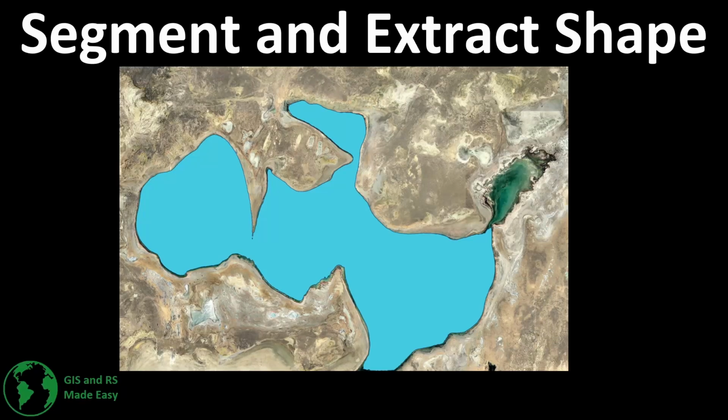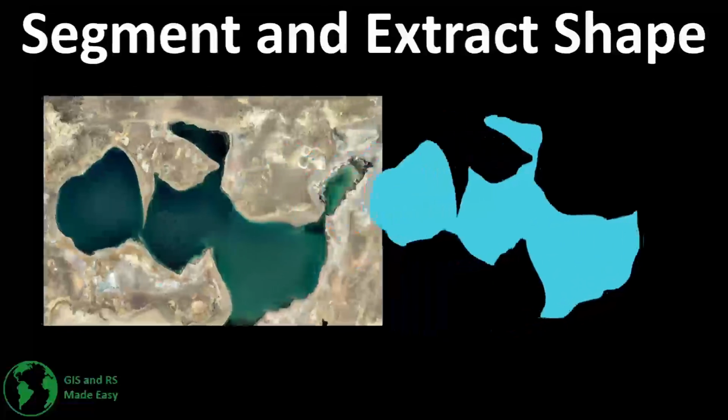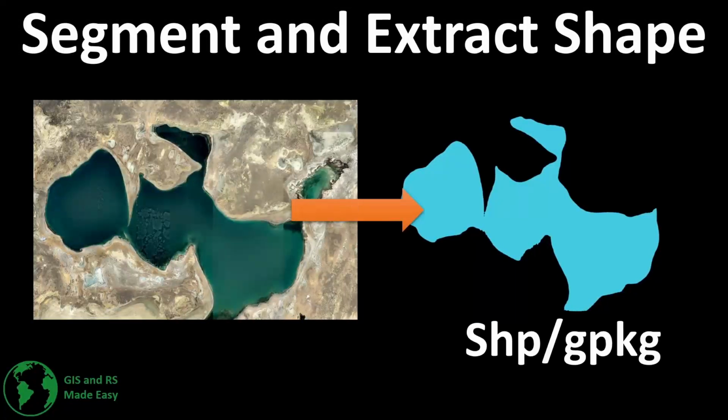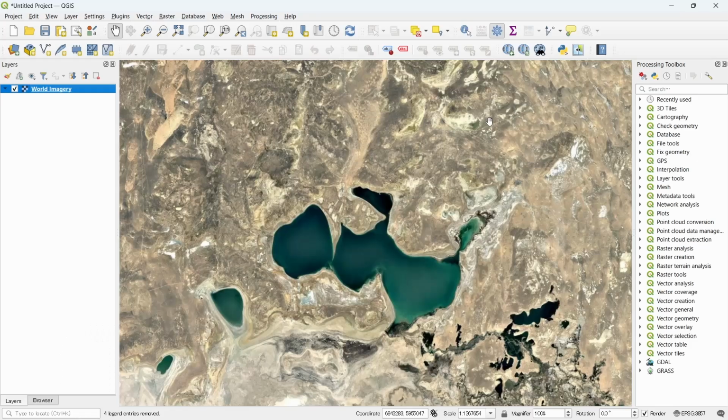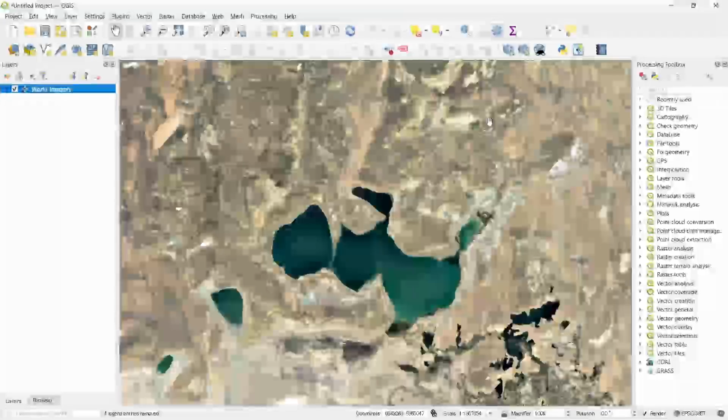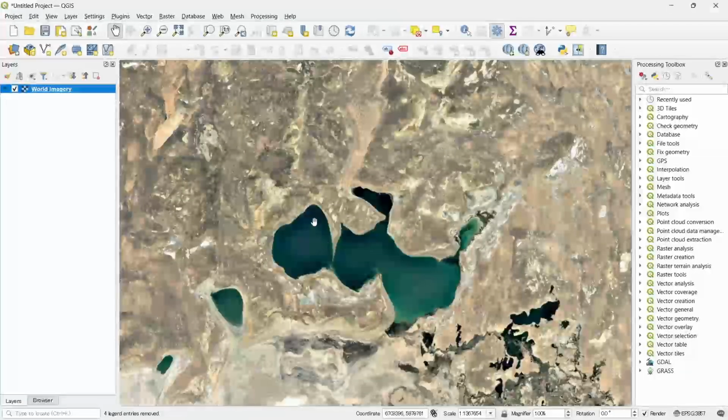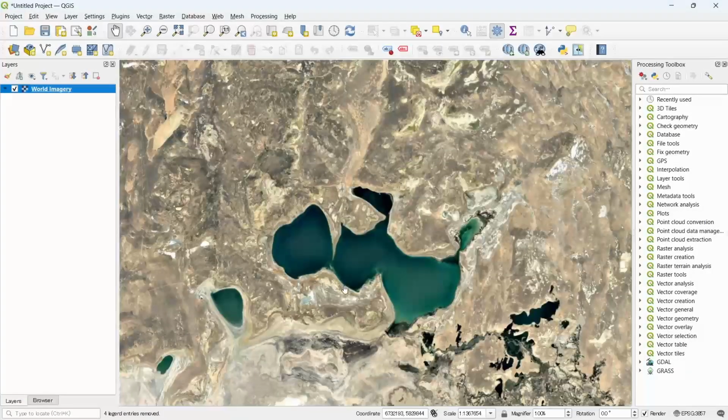In this video, we will see how to segment and extract shape from satellite image using Google Colab. Let's get into it. In this video, we will try to extract the lake shape boundary using segmentation of satellite image.